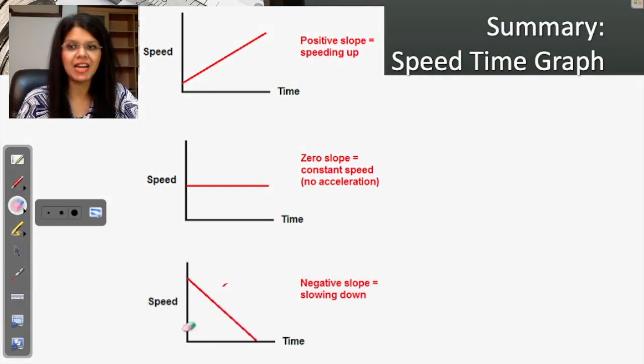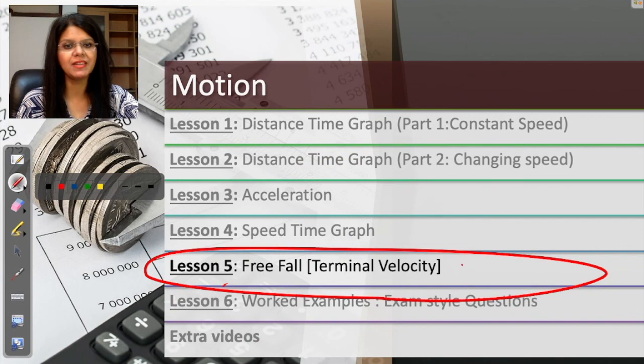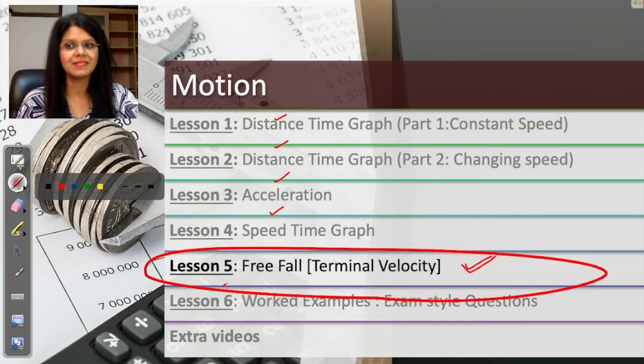All right. Now we have finished the distance time graph. We have understood acceleration as well, and we have finished the speed time graph as well. The next video will be about solving examination type questions. If you want to directly move on, the next chapter will be on free fall. Or else if you want to get very well versed with the theory that you have learned so far, you can go to the video on solving the exam style questions on the topics that we have learned so far. Alright, thank you so much.